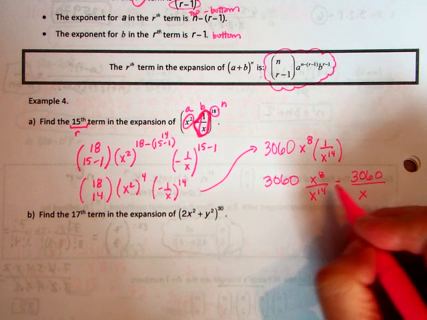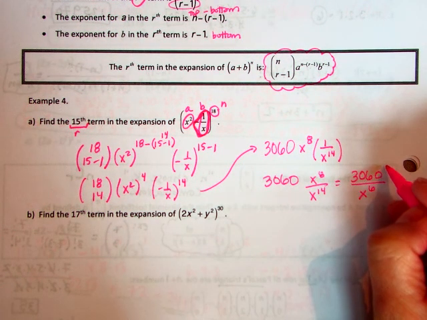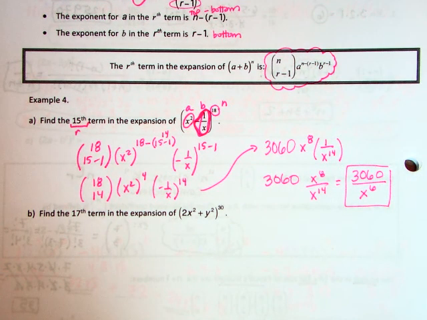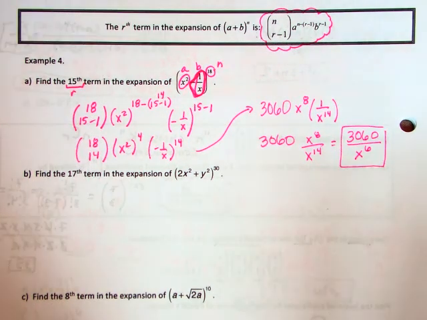So if I were to expand that whole thing out all the way to 19 terms, the 15th term would be that one right there. Okay, let's try another one. 17th term. Okay, so defining variables here. This is r, this is n, here's my a, and here's my b.